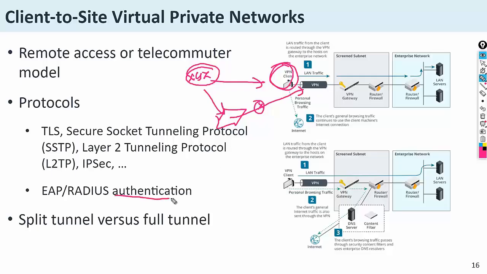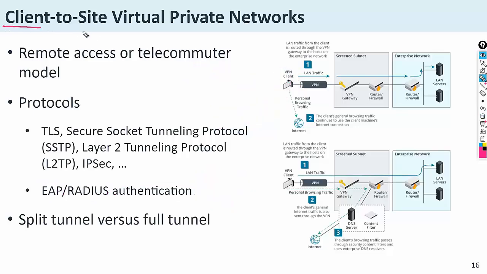Because authentication is required. Some authentication is a username and password. Some use a key, an authentication key, and some use RADIUS or the EAP process or another authentication mechanism to get authenticated. Okay, so there are two types of VPN: one is a split tunnel, another is a full tunnel.